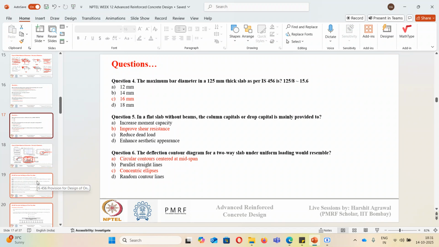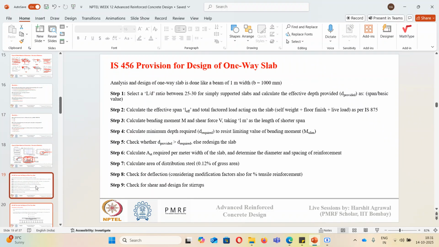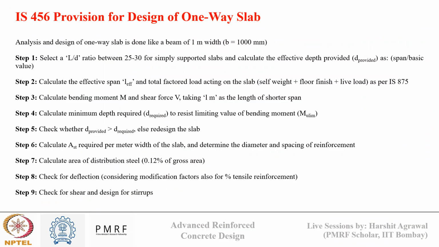Okay, so this was about the basic types of slab. Now let's see what the IS 456 code says about the design of a reinforced concrete slab. First we'll have a quick look at one-way slab design. Though it is not part of the NPTEL section that we discussed, it is still important for us to have a brief overview of design.